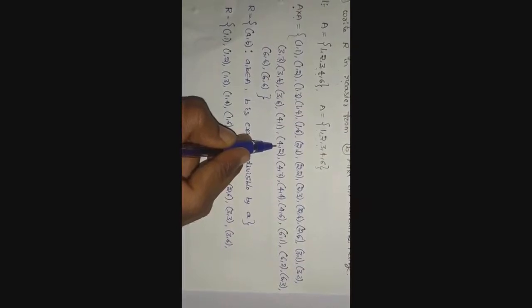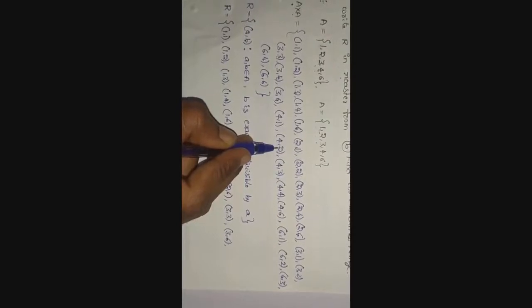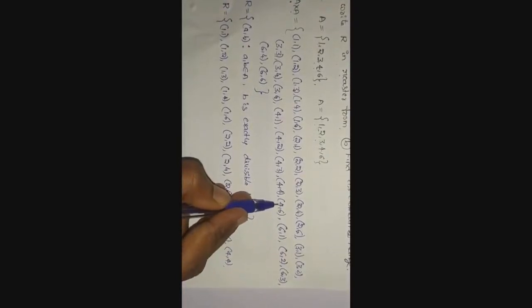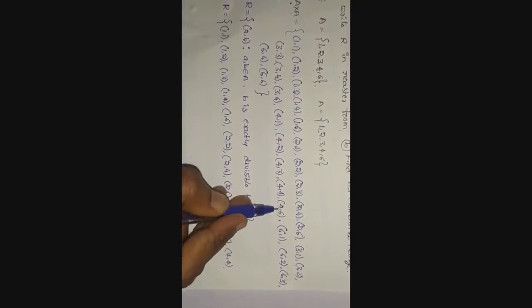Next, is 1 divisible by 4? No. Is 2 divisible by 4? 2 by 4 is 1 by 2, but that should be exactly divisible, so no. Is 3 divisible by 4? No. Is 4 divisible by 4? Yes. Next, is 6 divisible by 4? No, exactly it is not divisible.